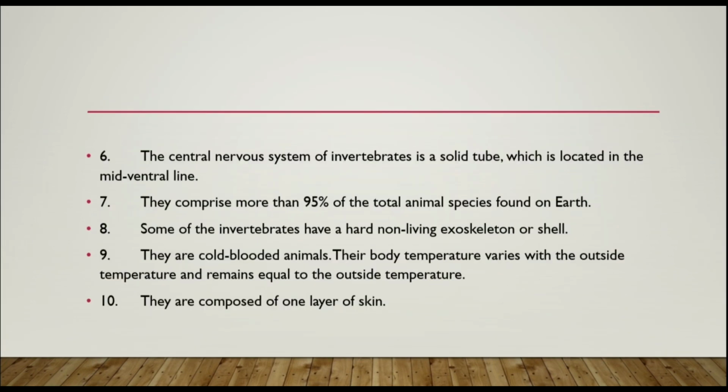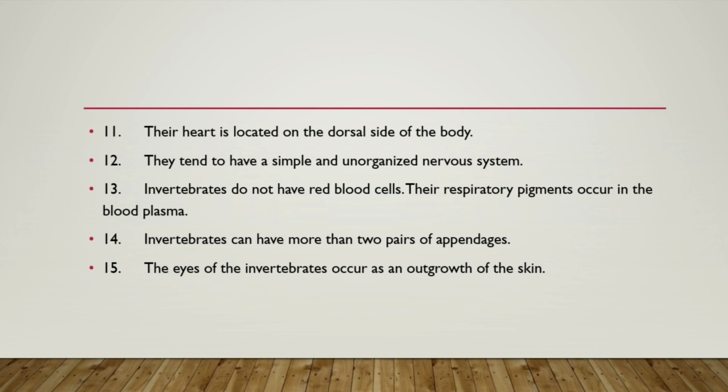Invertebrates have a solid central nervous system that is located in the mid-ventral line. 95% of the total animal species found on Earth are invertebrates. Some of the invertebrates have a hard non-living exoskeleton or shell. And then they are cold-blooded animals. Their body temperature varies with the outside temperature but still stays constant. Their heart is located on the dorsal side of the body. The dorsal side refers to the back or upper side.